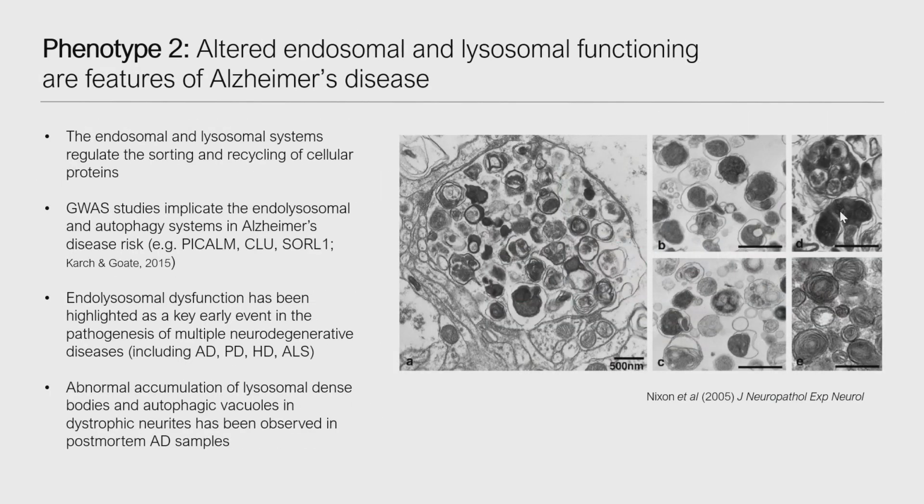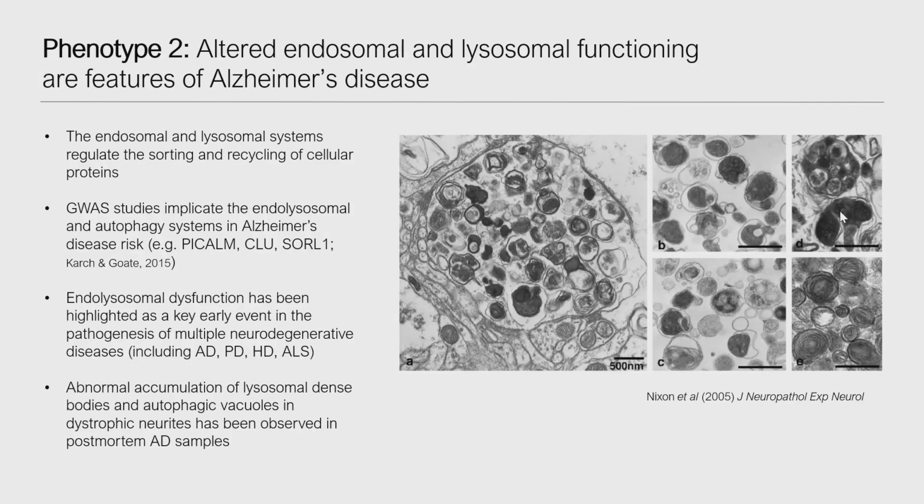Okay, the second phenotype that I wanted to introduce you to and discuss with you is the altered endosomal and lysosomal functioning. Now, this area of biology shows dysfunction across a whole range of different neurodegenerative diseases, including Alzheimer's, but also Parkinson's, Huntington's, and ALS.